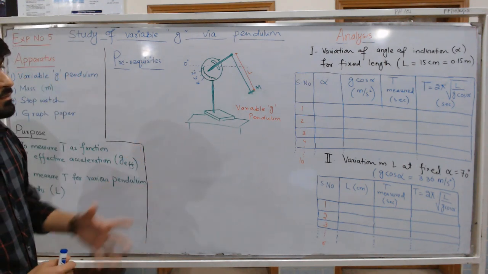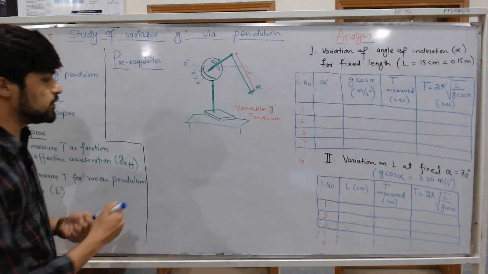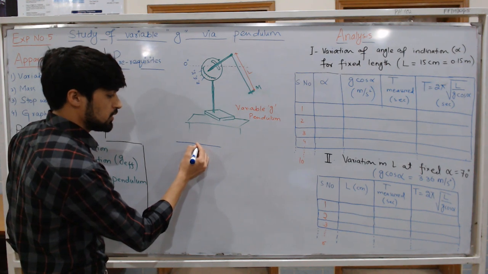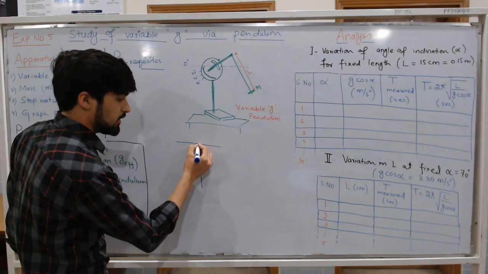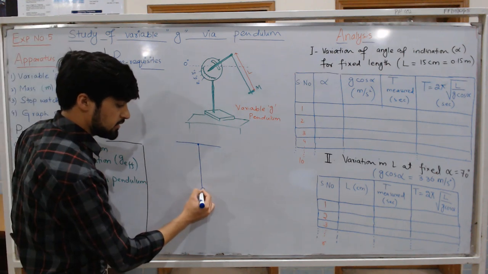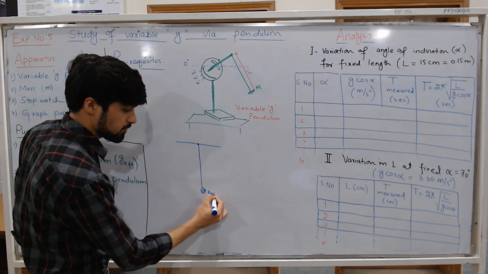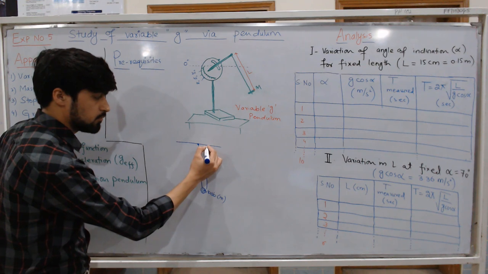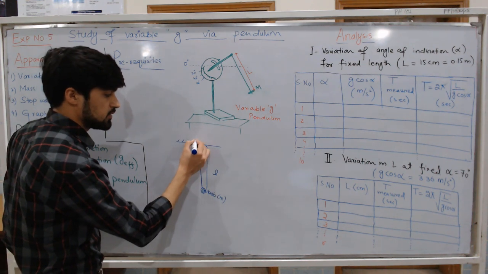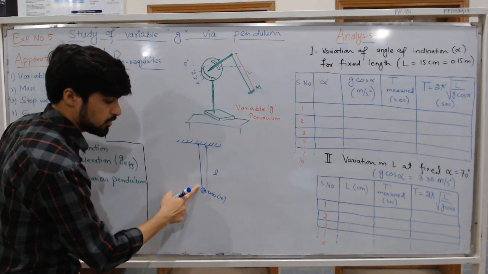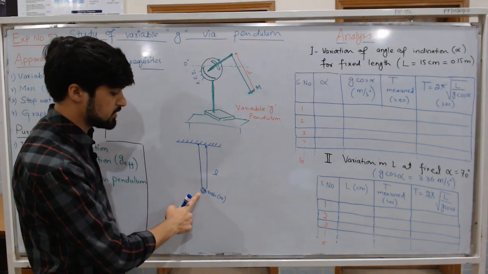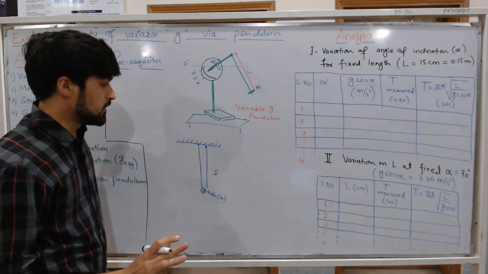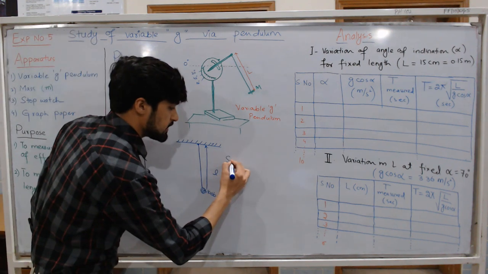Let's move towards our variable G pendulum. We know that a pendulum consists of a string attached to a fixed support, and at the other end we have a mass or a bob of mass M. The length of the pendulum is measured from the center of mass of the bob to the fixed end. So if this is the fixed part, this is the length of the string, and this is the bob of mass M, we call this a simple pendulum.